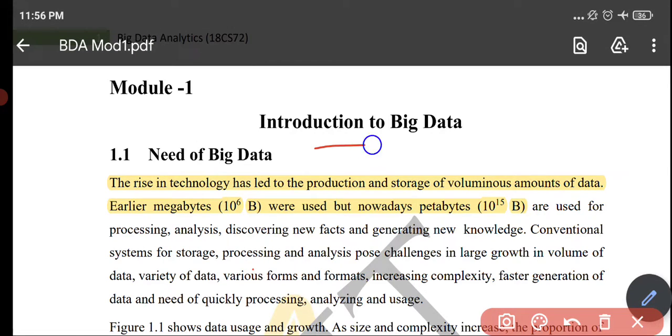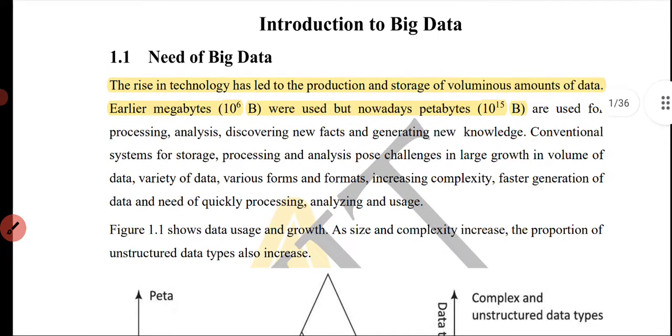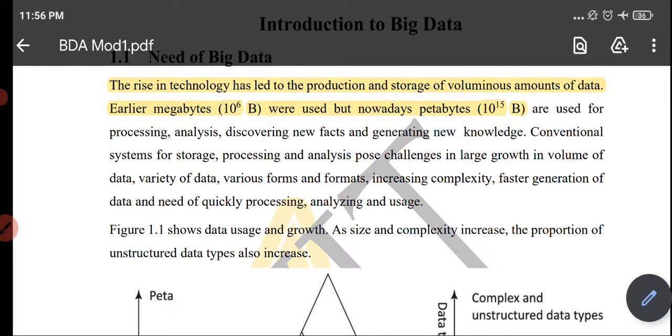In this introduction to big data, you will learn what the need for big data is and how it is processed. So now let's start. Why do we need big data? The need is highlighted here.